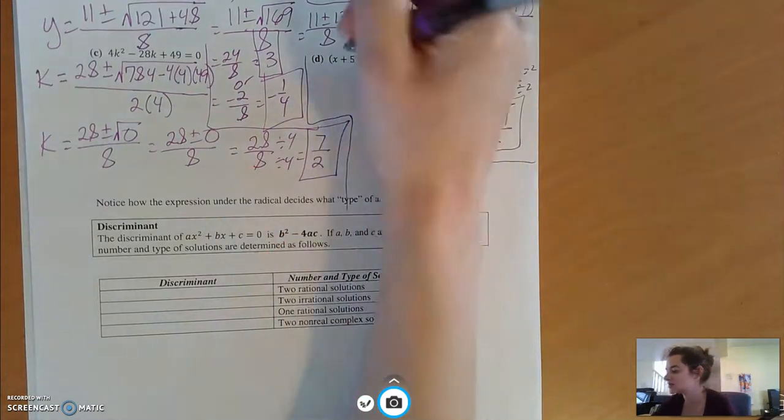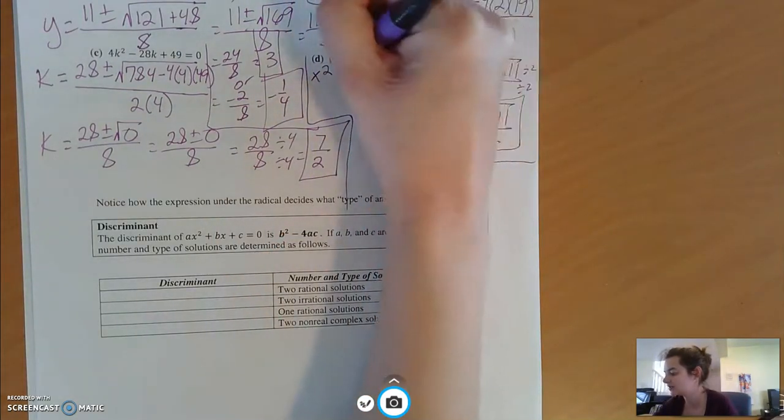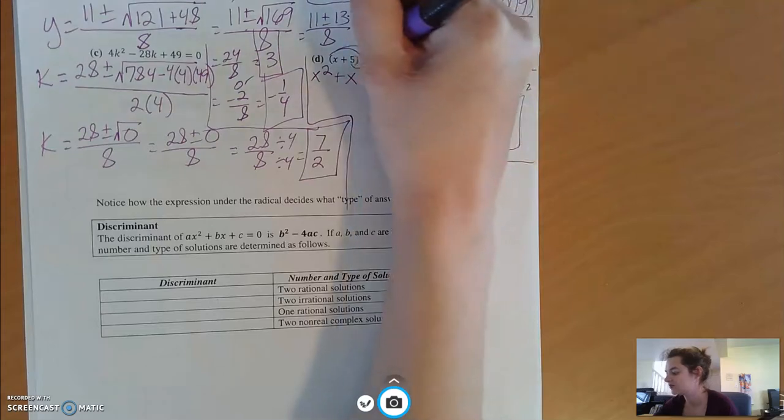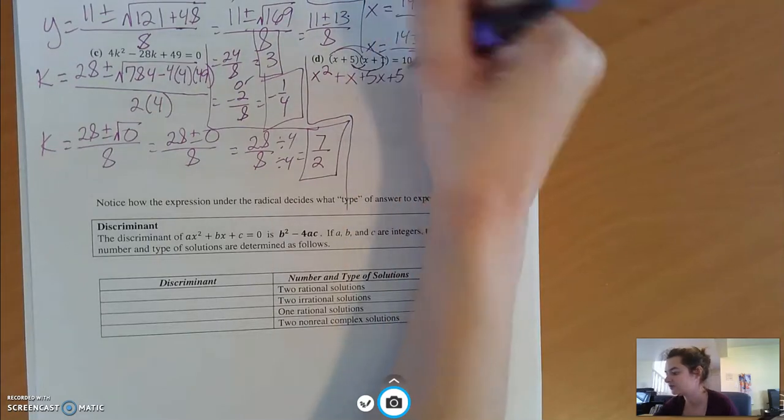So x times x is x squared. X times 1 is 1x or x. 5 times x is 5x. And 5 times 1 is 5. Okay?